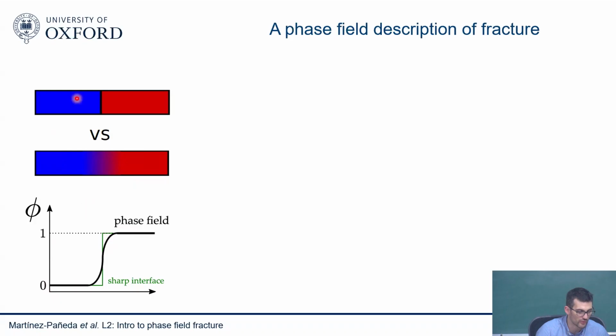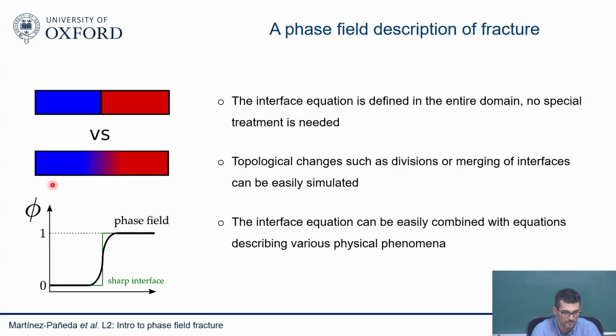So any interface, not only cracks, but in the case of cracks, you will have the interfaces between cracked material and uncracked material. Blue will be uncracked material, red will be cracked material. If you describe the interface in this simplistic way, then you only need to define a differential equation for the evolution of the phase field, and you're able to track where your interface lies. And this kind of implicit representation of interfaces has many advantages.